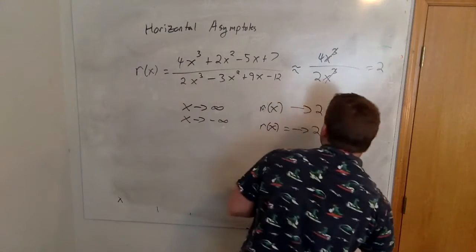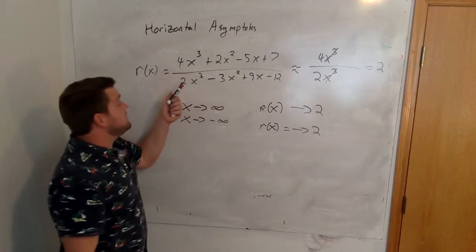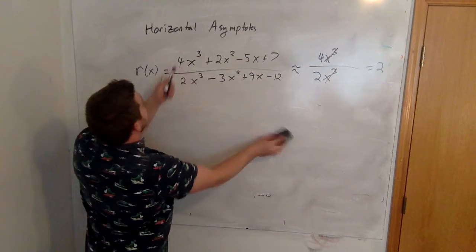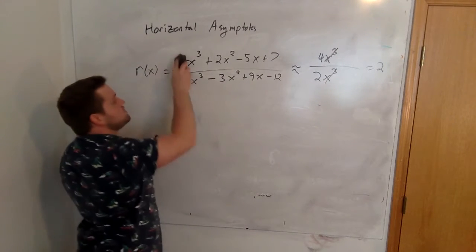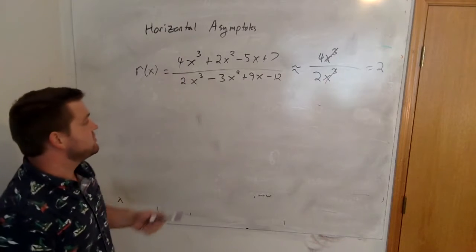Okay, so that's why, in the situation where we can think that the numerator and denominator are tied in the war, the horizontal asymptote is going to be the ratio of their leading coefficients.